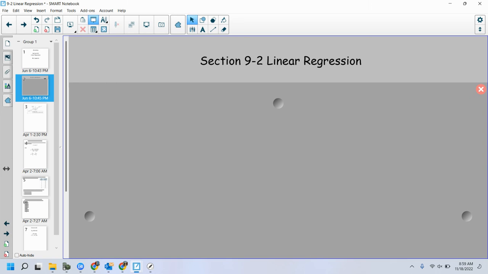Welcome back, everybody. So this is section 9.2, linear regression. This is something that you've been doing since Algebra 1, probably. Well, if you had honors Algebra 1, you may have done it in there, but definitely honors Algebra 2. And I believe even regular Algebra 2 does linear regressions at least.